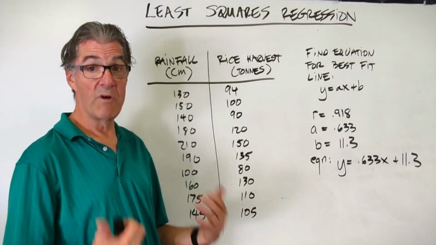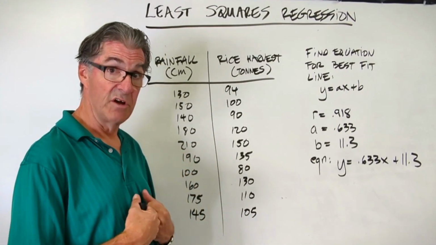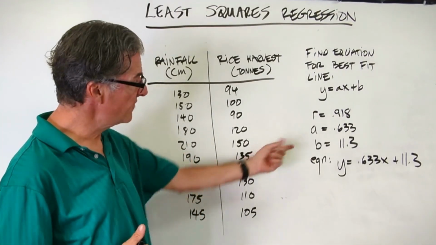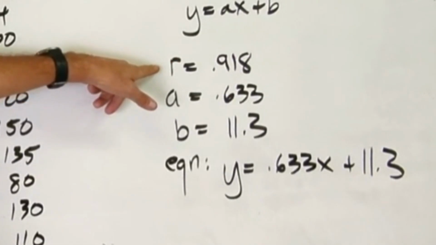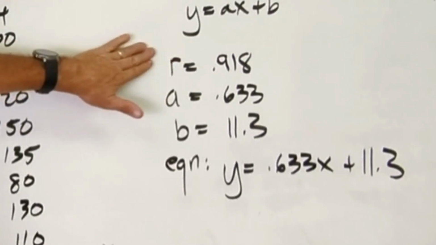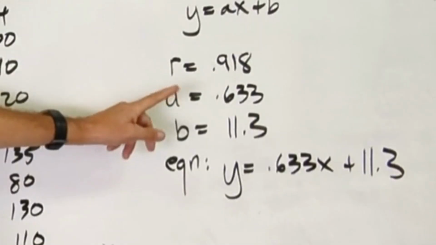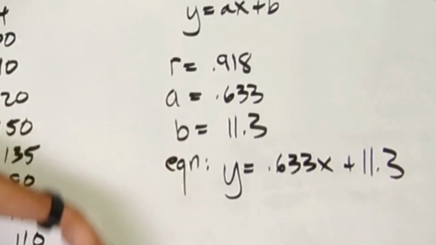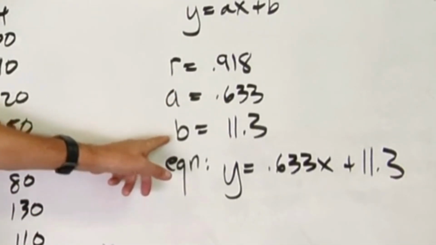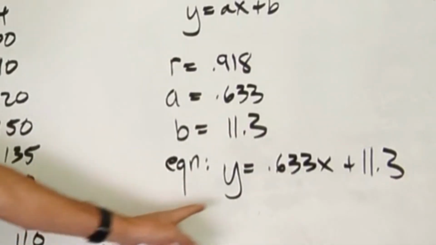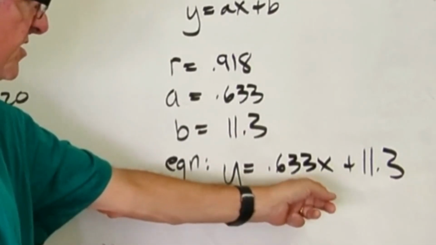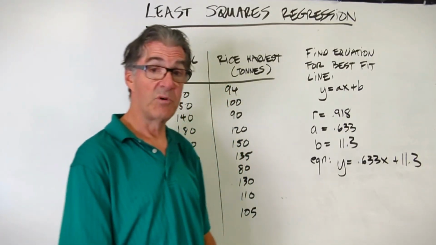All right, I hope that went well for you. Let's check the results, compare what you got to what I've got here. My R value is 0.918, plenty high enough for a strong correlation, so we're good there. That's a good check. My A, my slope, my gradient is 0.633. My intercept, my B, is 11.3, and here's my equation, y equals 0.633x plus 11.3.